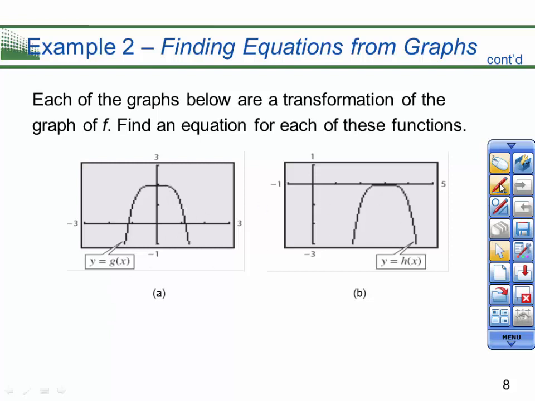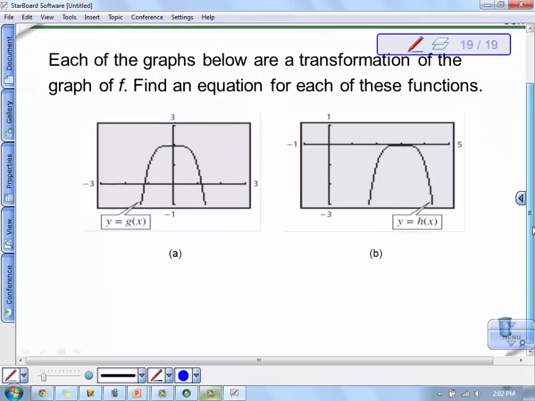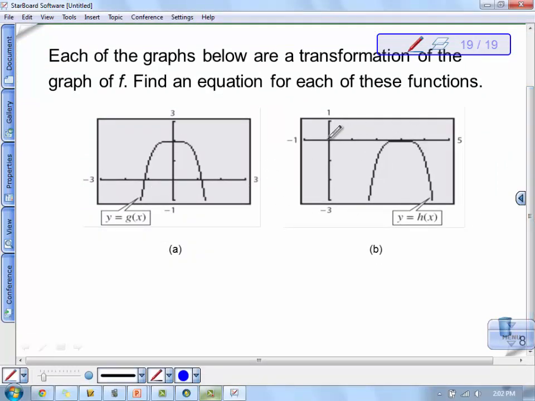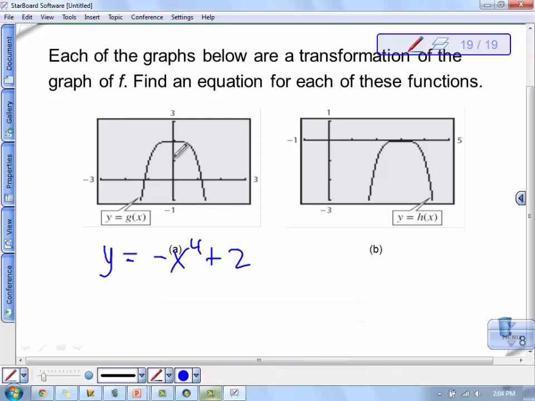So go ahead and try pausing it and write an equation for this one and for this one, and see if you can get the right answer. This one's shifted over 3 units to the right and reflected down over the x-axis. So see if you can write equations for these based on our regular transformations. You should get this if you do the first one.